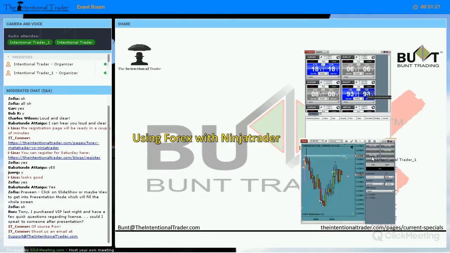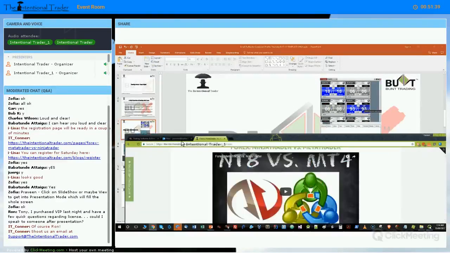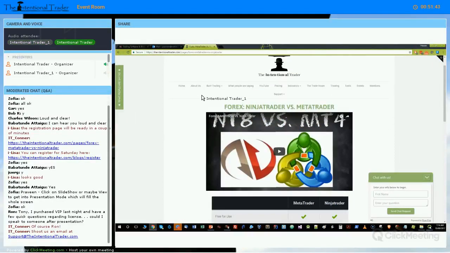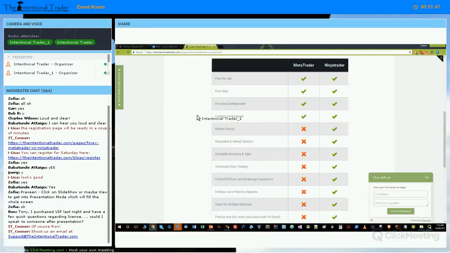which show you how to use these features in NinjaTrader. Okay, so let me just exit this presentation for a bit, so I can show you the differences between NinjaTrader and MetaTrader. We've compiled a website called Forex NinjaTrader versus MetaTrader, and it's a great little website that shows you the differences. I would like to explain a few of these, because I understand that a lot of people, including myself when I was trading forex, were on MetaTrader.